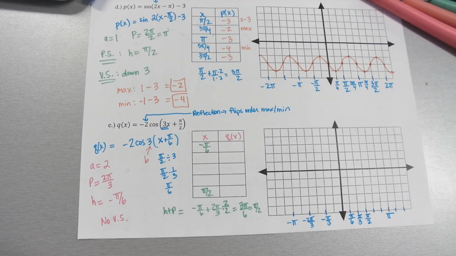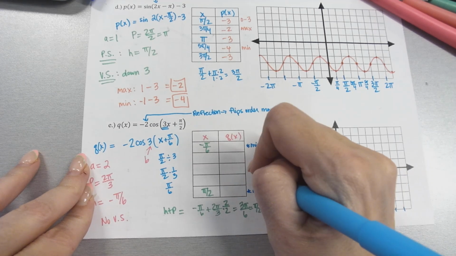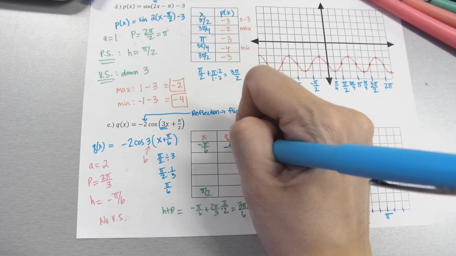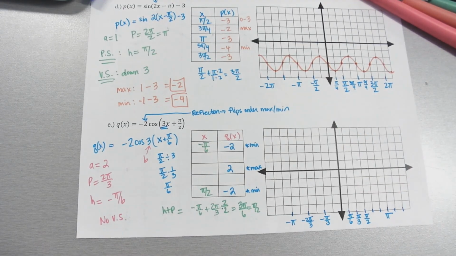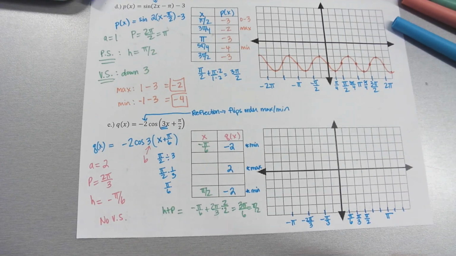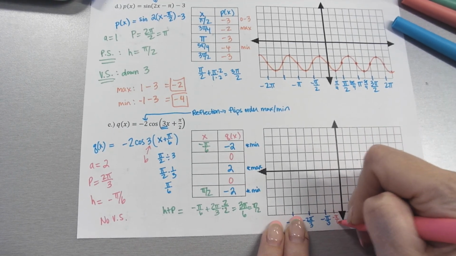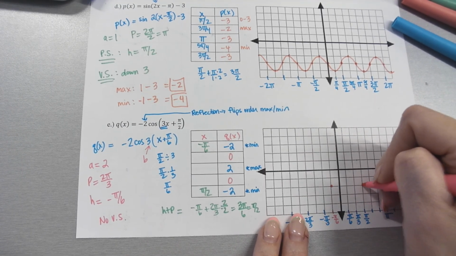So this is cosine. We usually start at the max, but we're going to change it. It's going to be the min, and then the max in the middle. If there's no vertical shift, for the min you're just using the opposite of your amplitude value. Your max is your amplitude value. And then the intercepts are going to stay the intercepts. So at negative pi over 6, which is right here, I'm at negative 2. At pi over 2, I'm at negative 2.